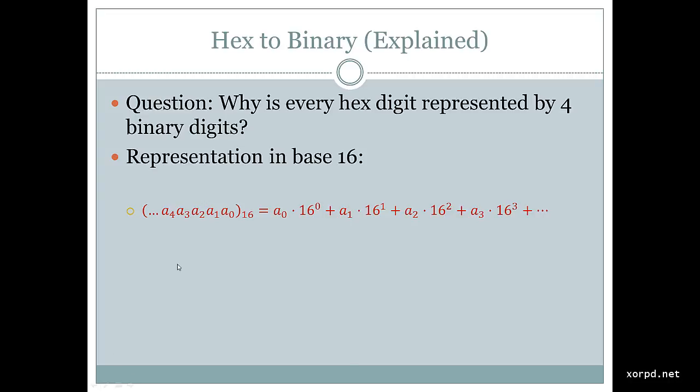We have this number. Every such A with an index like A0, A1, A2, A3 and so on represents 1 digit. So here we see that we can look at least 4 digits, and we have those points that mark that the number might be even longer. It might have some unknown number of digits. The value of this number is calculated like this: A0 times 16 to the 0 plus A1 times 16 to the first, and so on. As usual, just like we learned in previous lesson.